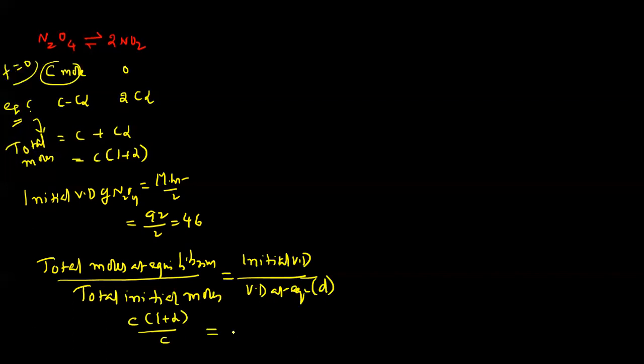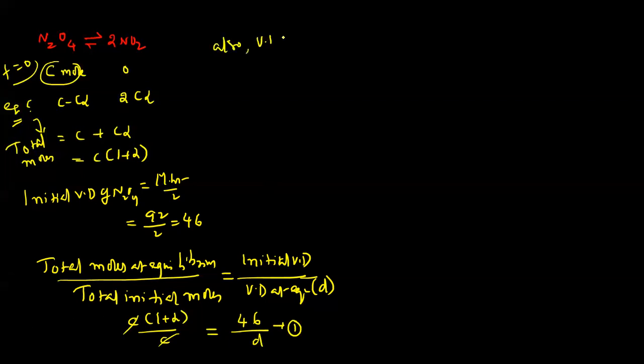That is equal to the initial vapor density, which is 46, by the vapor density at equilibrium, which we don't know. So in this simplification, we are considering this equation as equation 1. When you consider this equation 1, at the vapor density, the actual density D1 if you take, what is the relation?